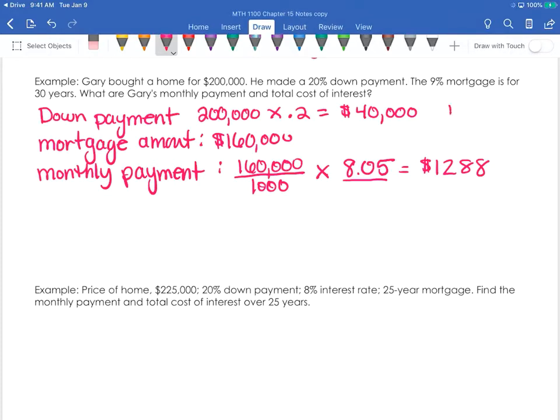So you use the table on page 45. Let me make a note of that here. Page 45 in your student handbook to help you figure out what the monthly payment is.